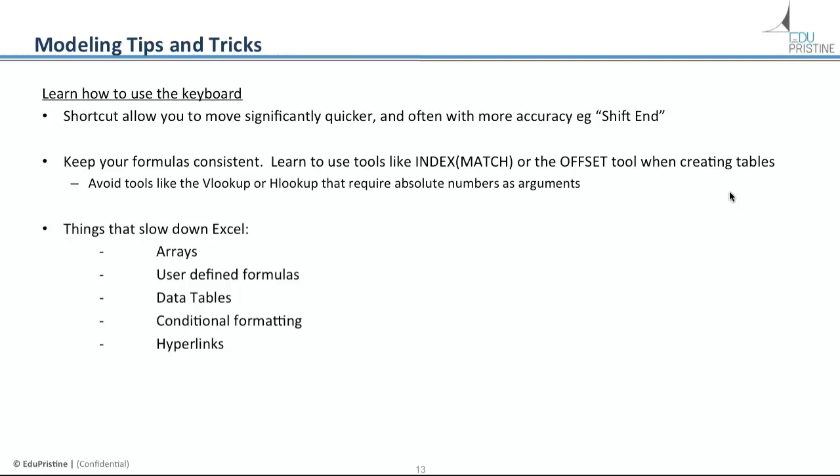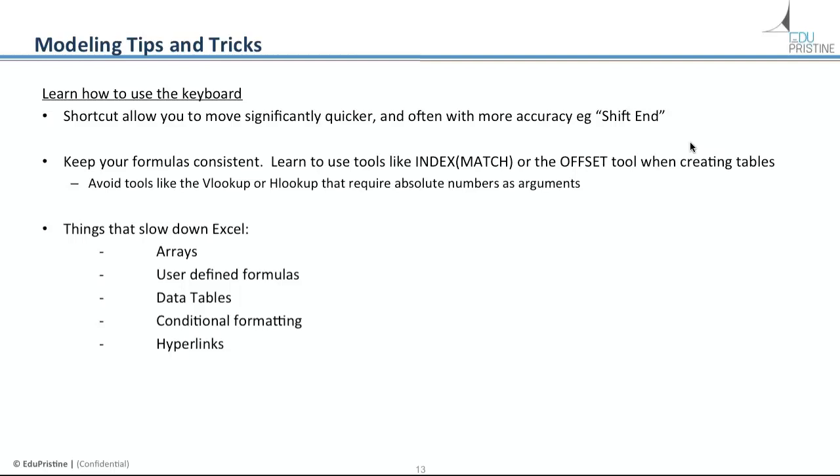Now, the other thing as well is that when you're building large models and things are getting a little bit expansive, often you'll find your models slow down, and no one likes sitting there waiting for Excel to recalculate every 5 minutes. These are some of the things that are doing that to your model. So things like array formulas, user-defined formulas, data tables are a really big one that drags a lot of resources for Excel. Conditional formatting can often take a file from 3 megabytes up to 12 megabytes in no time. And hyperlinks as well will do the same thing.